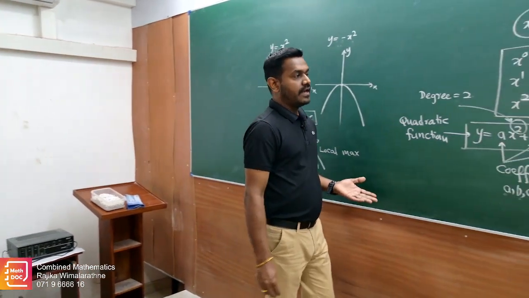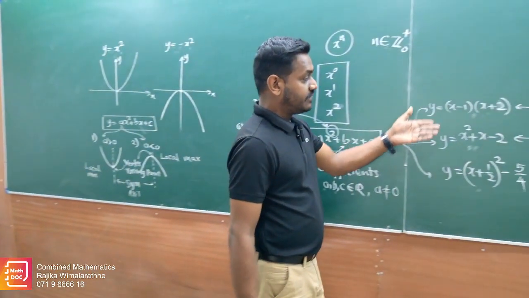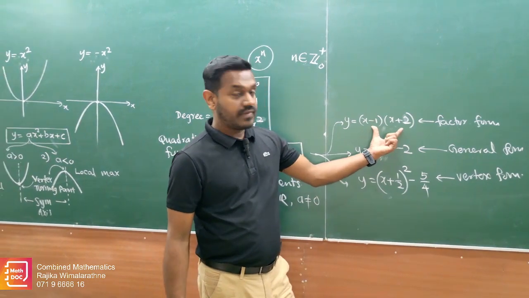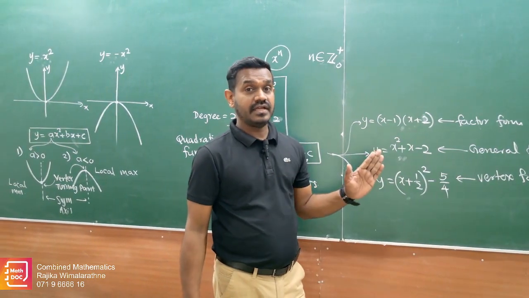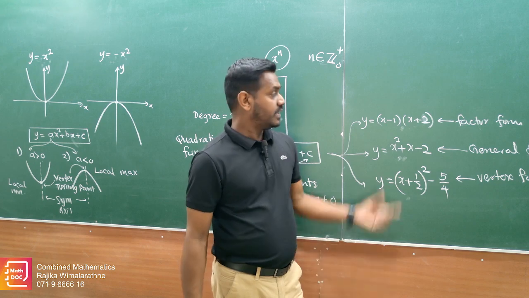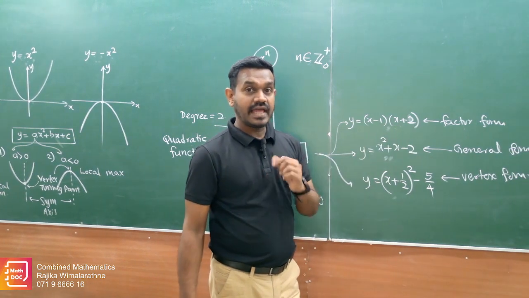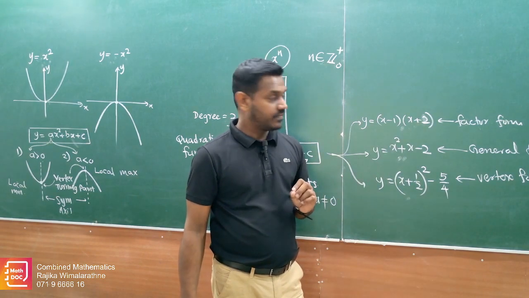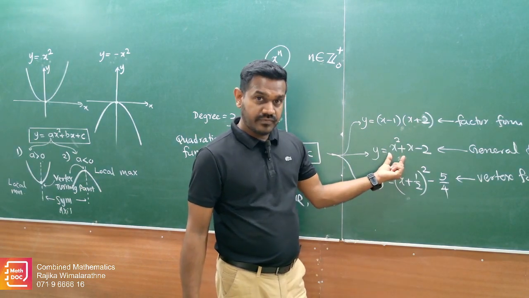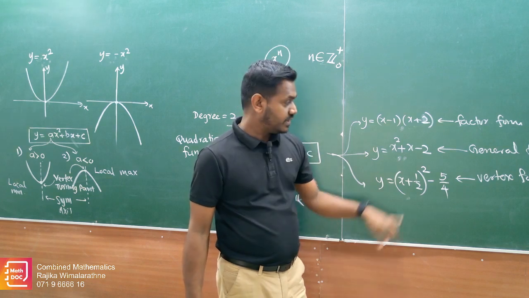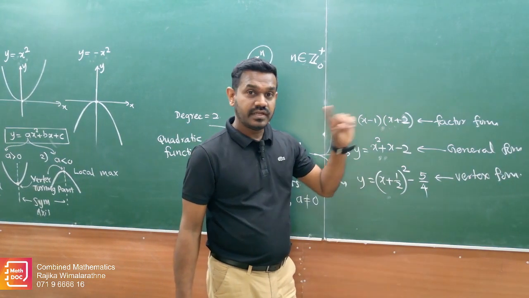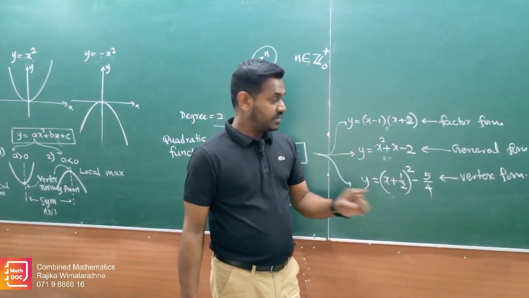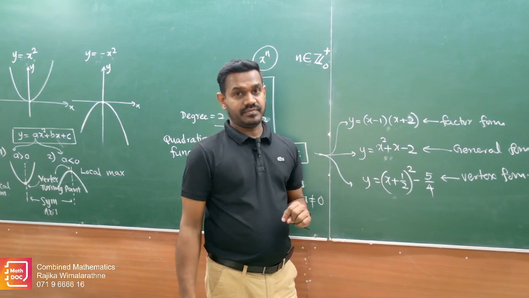Okay. Then I told you there are three different forms. Here with factor form, we can easily find x-intercepts. Here the factor zero values we call x-intercepts. With general form, we can easily find the y-intercept. Here the constant term we call the y-intercept.